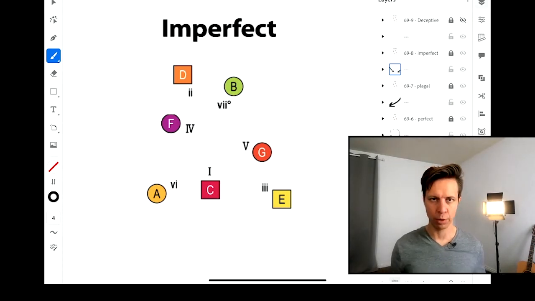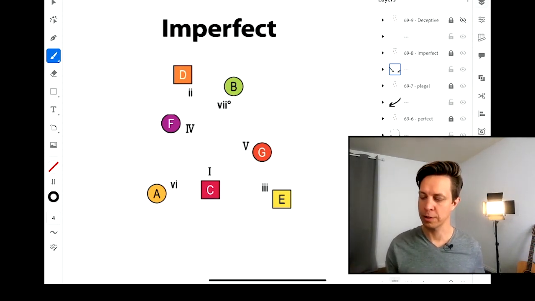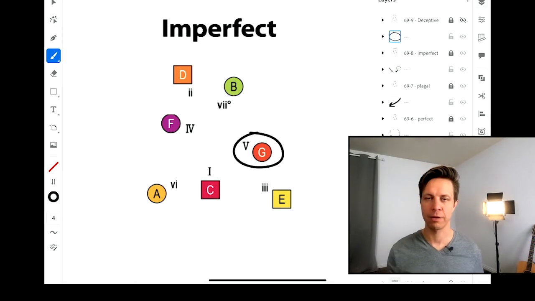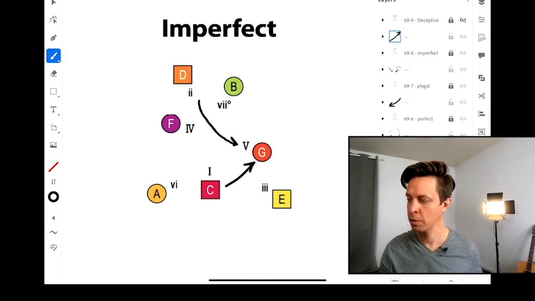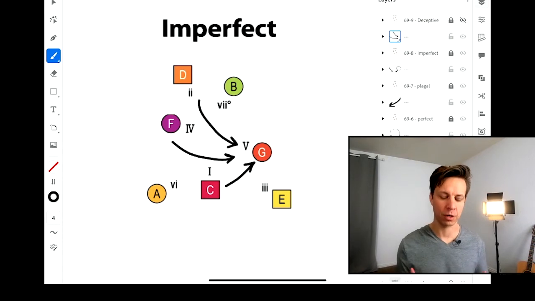And we have the imperfect cadence. So an imperfect cadence is not perfect, and it's not going to fully resolve to 1. What it's going to do is 5 is going to be the target, and we can get to 5 from a couple of directions. We get there from the 1, or we can get there from the 2, or we can get there from the 4. So all of those are imperfect cadences.